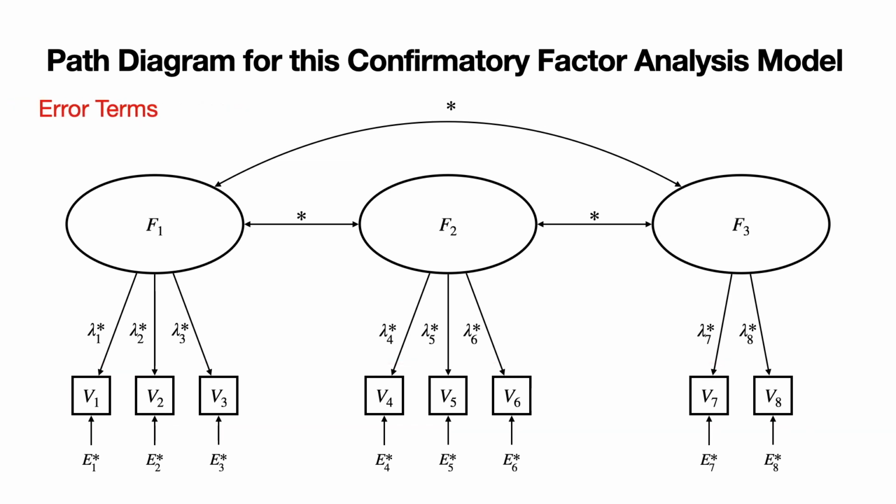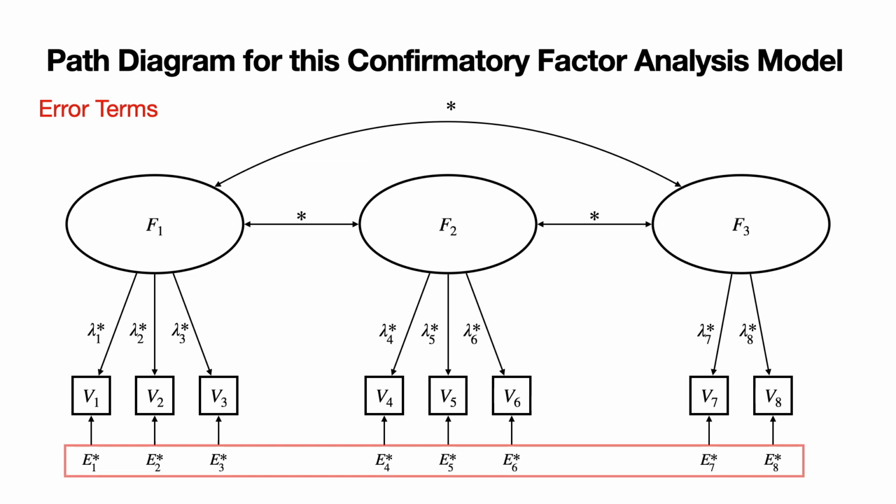Next, let's look at the error terms in this model. And so E1 through E8 are the error terms in the model. These correspond to the error terms associated with each of the response variables, V1 through V8. And in general, there's going to be an error term associated with each response variable in a structural equation model.